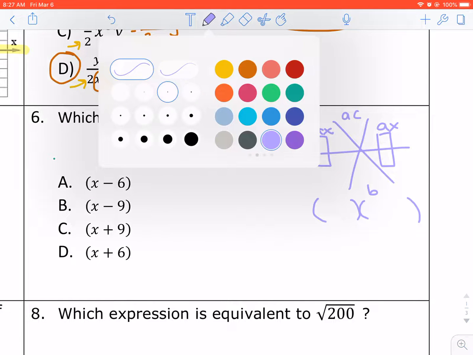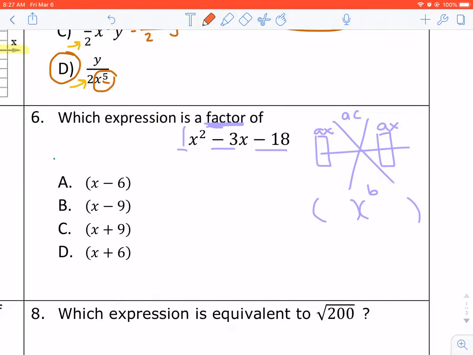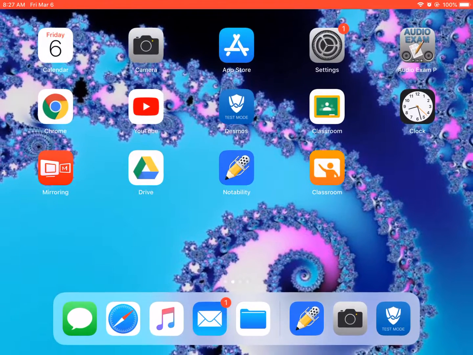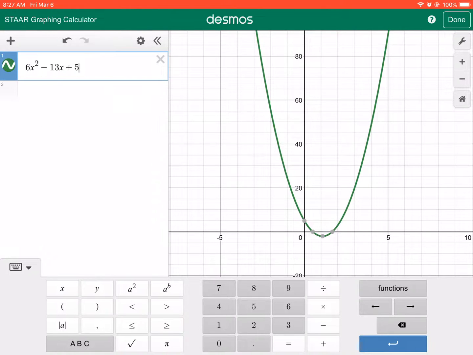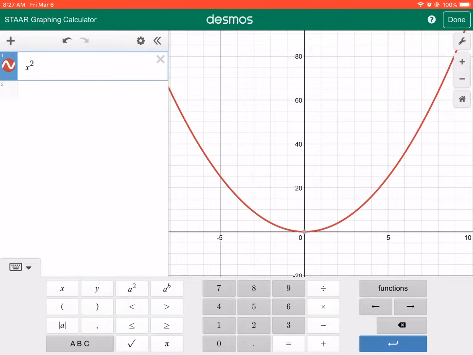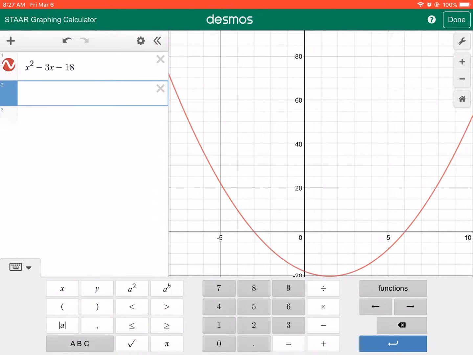So we're going to type in what we have, and we're going to see what these answers look like and see if we can pick the one that is correct. We'll see if you remember what to look for. So we're going back to Desmos. And let's type in x squared minus 3x minus 18. And then we're going to start typing in our answer choices.